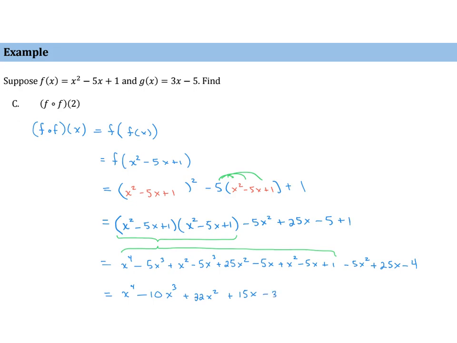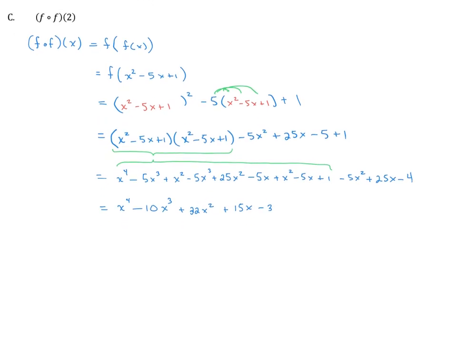So now, how does this help us? We want to find f of 2. Well, we've just found f of x. So what we can do is we can substitute 2 in. So f composed with f of 2 will equal 2 to the fourth minus 10 times 2 cubed plus 22 times 2 squared plus 15 times 2 minus 3.